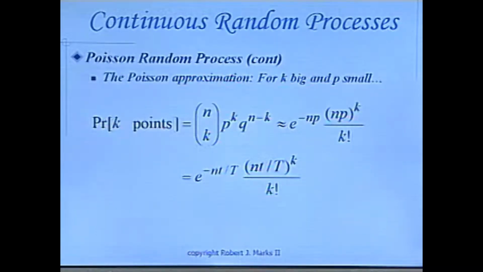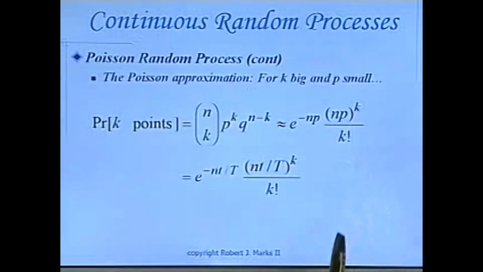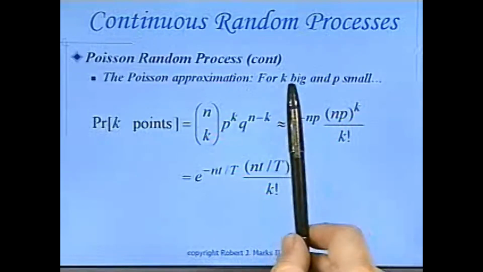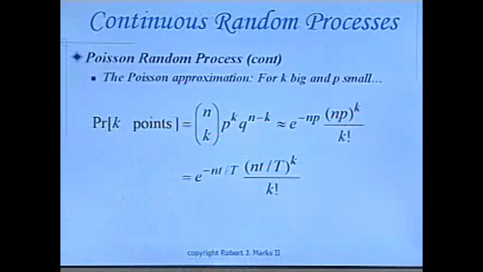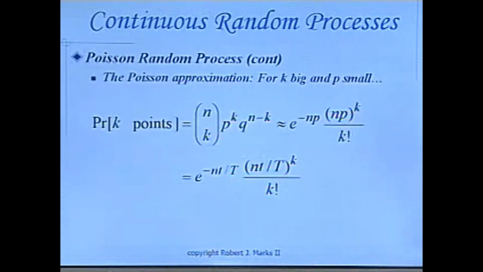You might have seen this, hopefully you've seen this, in elementary probability theory, where the binomial can be expressed as a Poisson random variable. How many of you have seen this before? One person, okay. Well, here's what's interesting. If n is big and p is small, then the probability that k points are on that subinterval can be approximated by a Poisson random variable.